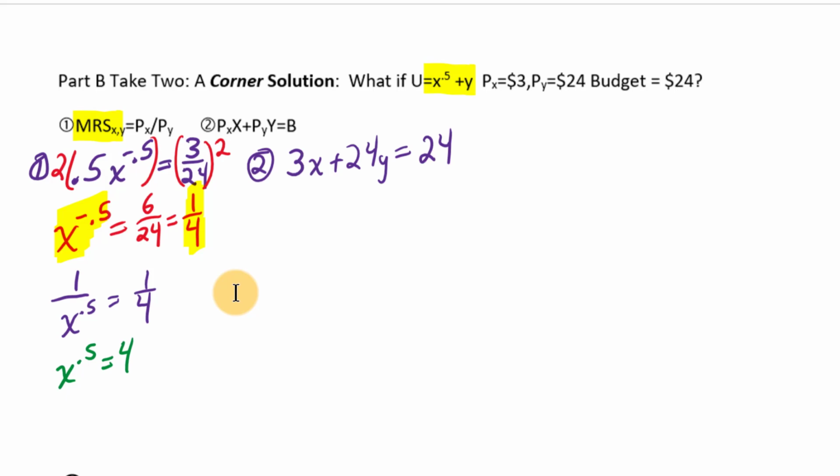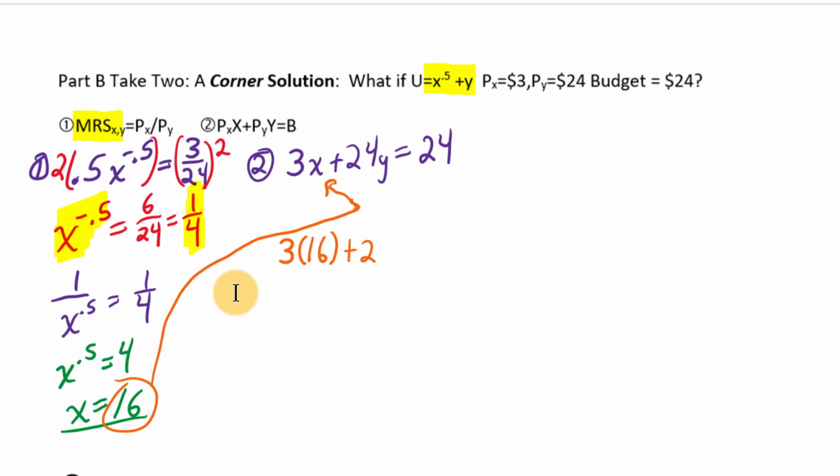And we know that x to the 0.5 is the same as the square root of x. We want to square both sides. So x equals 16. Now let's plug that in there for x, and we get 3 times 16 plus $24 for each y equals 24. 3 times 16 is $48 plus 24 times y equals 24.